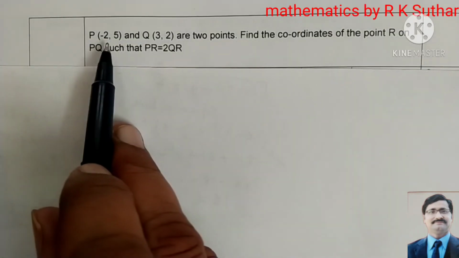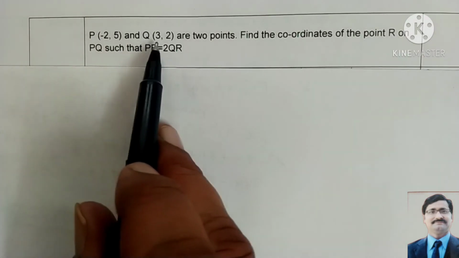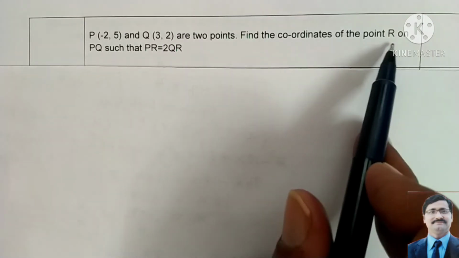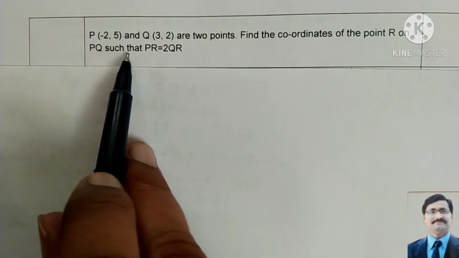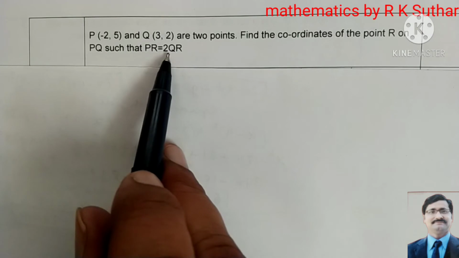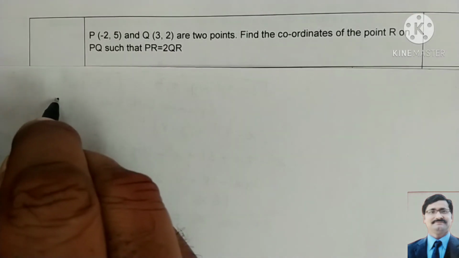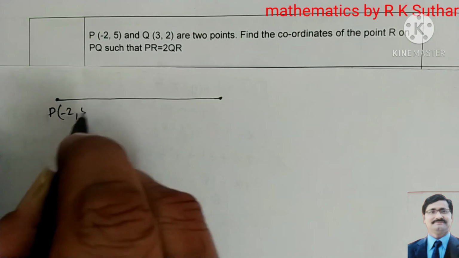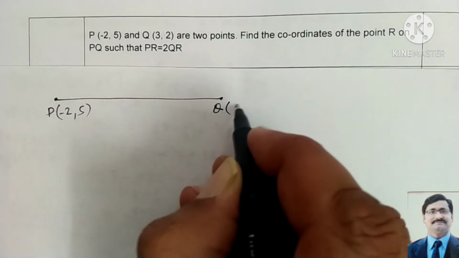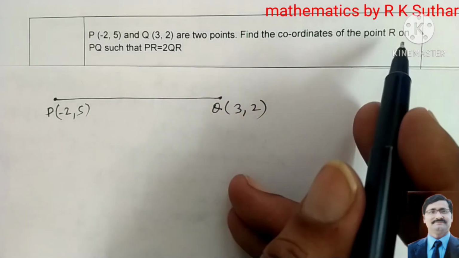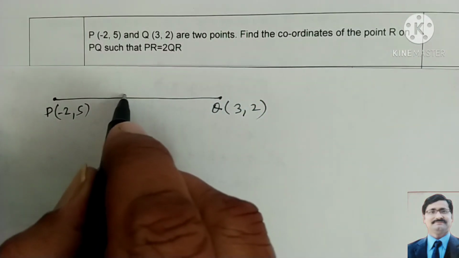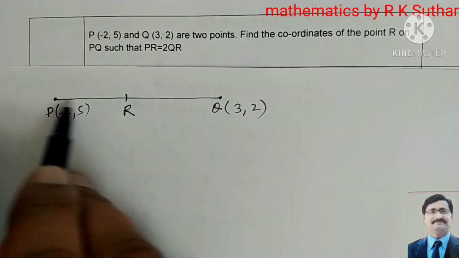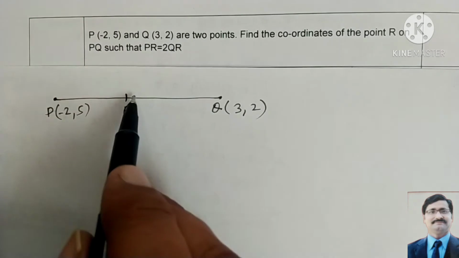Look here, P point is minus 2, 5 and Q point is 3, 2, these are 2 points. Find the coordinates of the point R on PQ such that PR equal to 2QR. So first we draw a line. This point is P and P point is minus 2, 5, and here is Q point, this is 3, 2, and we have to find the coordinate R. R is here, and look here, we have the ratio PR is this, and QR is this.